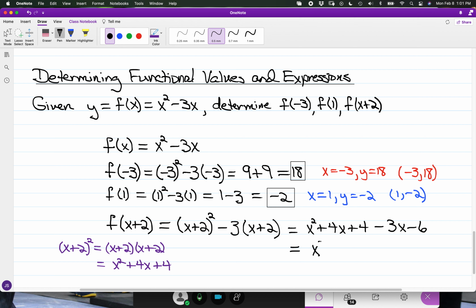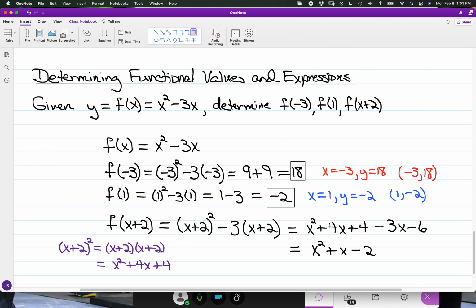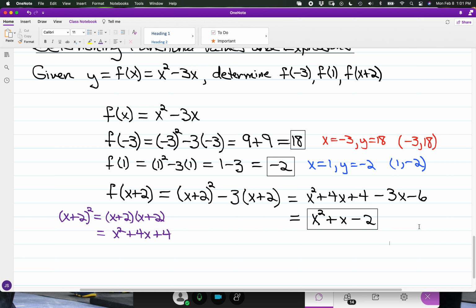And so we have x squared. Now we have 4x minus 3x, so this will leave us with x. And 4 minus 6, okay, that is going to leave us with negative 2. And that will be the resulting functional expression whenever the input is adjusted from x to x plus 2.